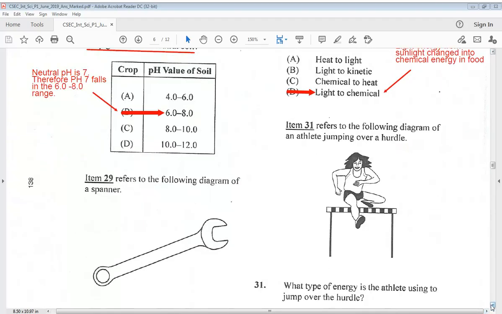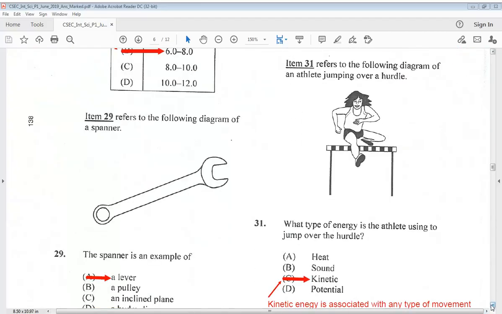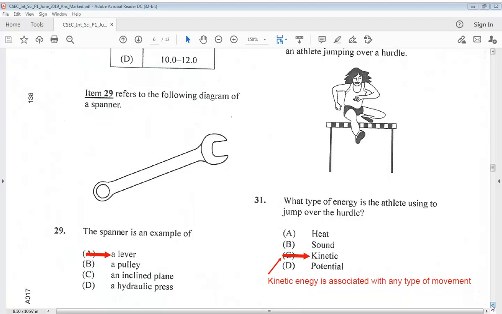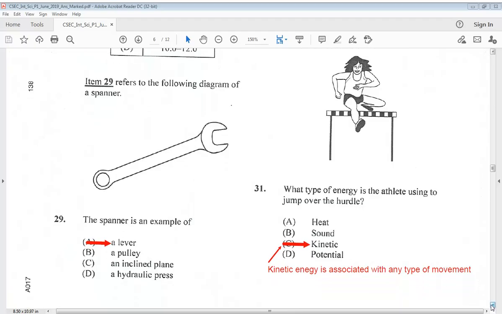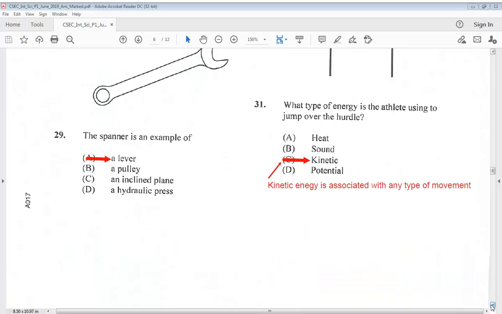31. Item 31 refers to the following diagram of an athlete jumping over a hurdle. What type of energy is the athlete using to jump over the hurdle? We know that is C, kinetic. We know kinetic energy is associated with any type of movement.